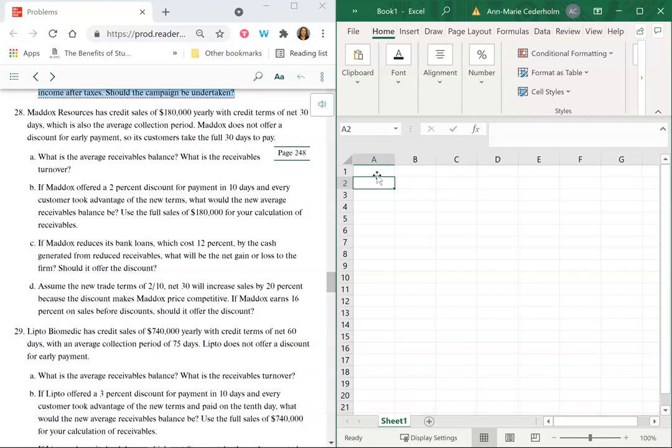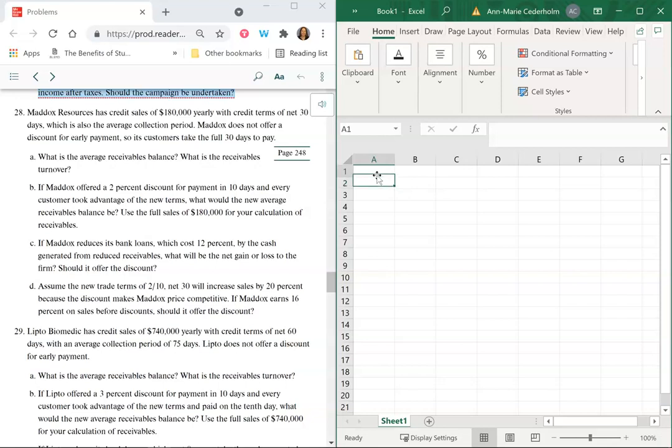In Part B, it says, if Maddox offers a 2% discount for payment in 10 days, and every customer took advantage of the new terms, what would the new average receivables balance be? Use the full sales of $180,000 for your calculation of receivables. So we will do that, but let's look at C as well. If Maddox reduces its bank loans, which cost 12%, by the cash generated from reduced receivables, what will be the net gain or loss to the firm should it offer the discount?